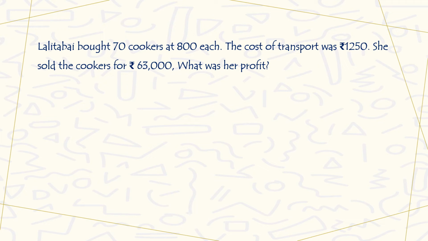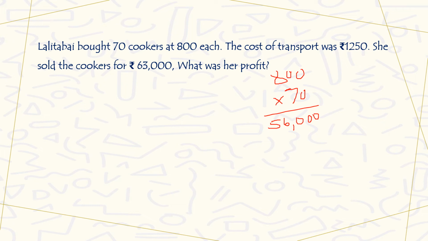मतलब 70 कुकर्स थे जो 800 रुपीज में उसने खरीदी थी, एक कुकर. Okay, so you will know how much did she spend. You have to multiply. Okay, so 800 multiplied by 70. If you multiply 800 by 70, it is very simple. Just multiply 8 into 7 and write down the zeros. 56,000 was the amount that she purchased the cookers for in total, plus she also spent on transport.